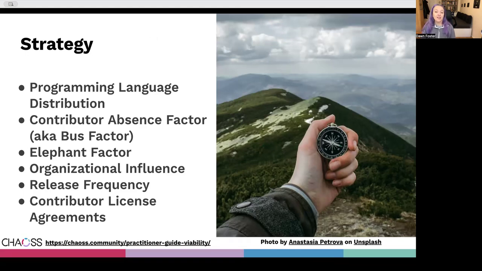Contributor absence factor, also sometimes called the bus factor or lottery factor, looks at contributor sustainability and whether a project is likely to continue if one or more people left the project. Elephant factor is a similar metric, but for organizations, and used along with organizational influence can give you a sense for how many organizations are involved in a project. If these numbers are high, with many people contributing and good organizational diversity, the project is more likely to be viable over the long term. But if contributions are made by a single person or people from a single company, you might want to think twice about whether this project is a viable solution for your organization.